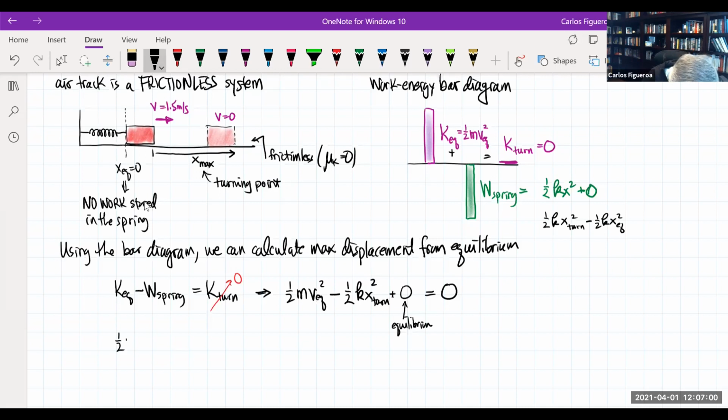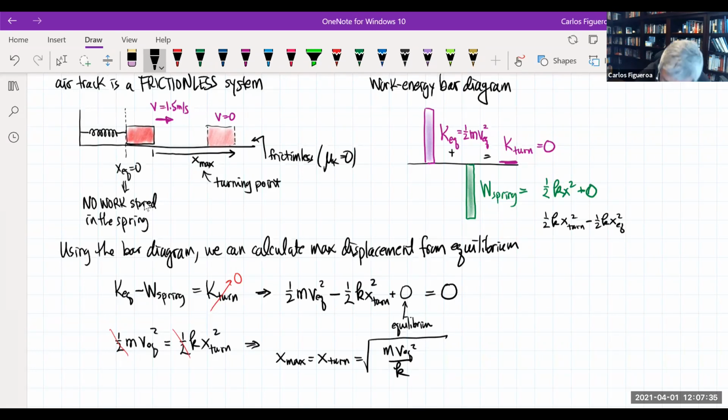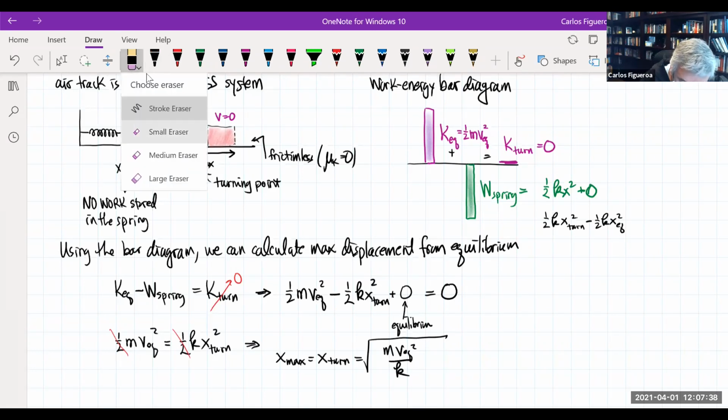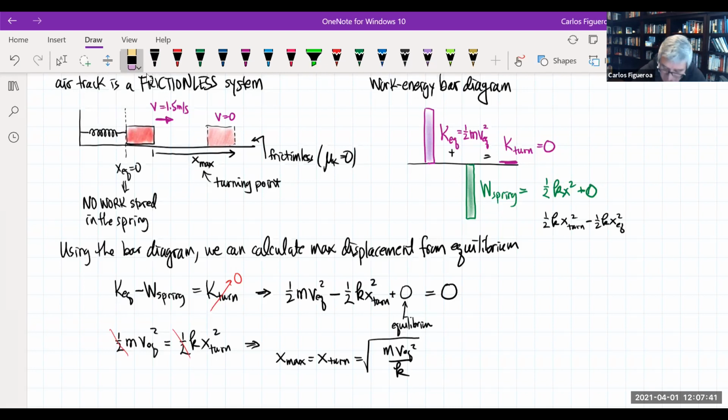So look, I'm going to write 1/2 mv equilibrium squared, and this is going to be 1/2 kx turn squared. Right away, you can see that the halves are going to cancel out. If I solve this, I divide both sides by k, and then x max is the same as x turn. Because that's a square, I take the square root. So this should be the mass times the equilibrium speed squared divided by k, and what you're seeing here is my maximum displacement.